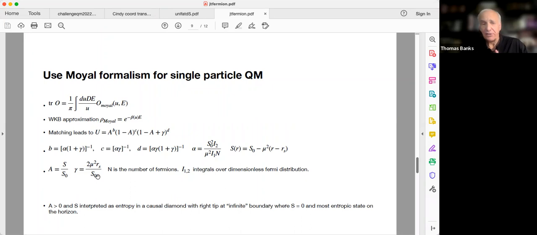So to summarize, what we've done is we've found a quantum mechanical problem that can be mapped onto fermions traveling in the geometry given by JT gravity. There is, as I said, a cutoff on the AdS2 geometry. It's a rigid cutoff at a fixed value of R, which is determined by the zero of this entropy function.